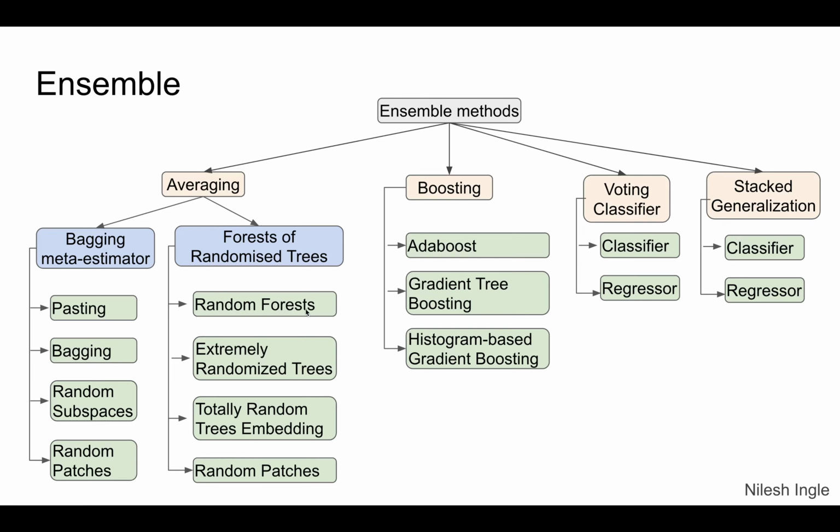And then on the tree side, we have random forest, extremely randomized trees, totally random trees embedding, which creates one hot encoded arrays. And then for boosting, we have AdaBoost, gradient tree boosting, and then histogram-based gradient boosting, which is experimental and it's much faster than the gradient tree boosting. And finally, there is the voting classifier and the stack generalization.